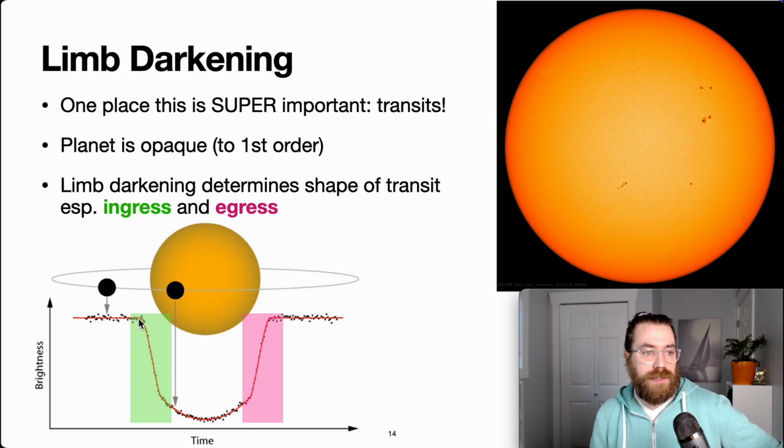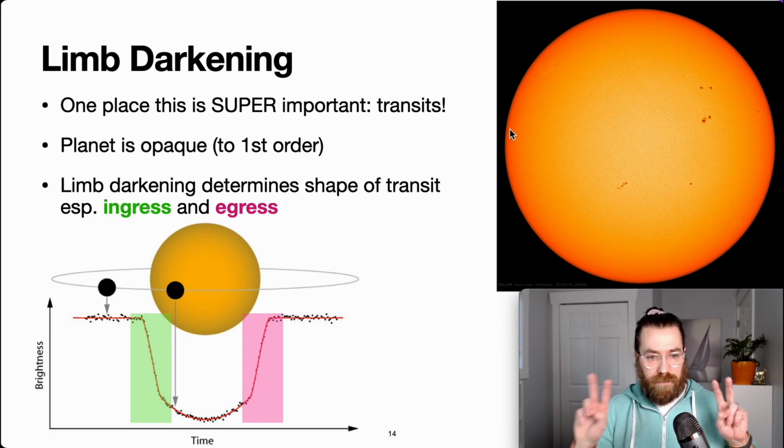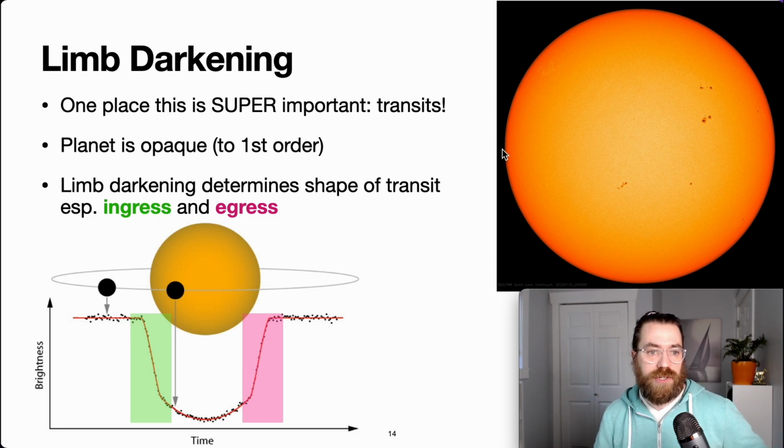But this is extremely important. It determines, especially during the ingress and the egress phases, this limb darkening profile, the equation that defines the difference in surface brightness from the center to the limb, but it also really strongly affects this curvature at the bottom. This shape is dramatic, and this shape is subtle.